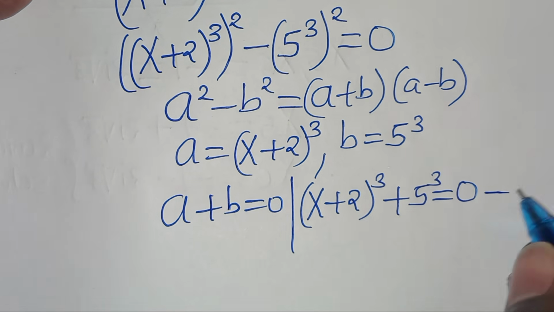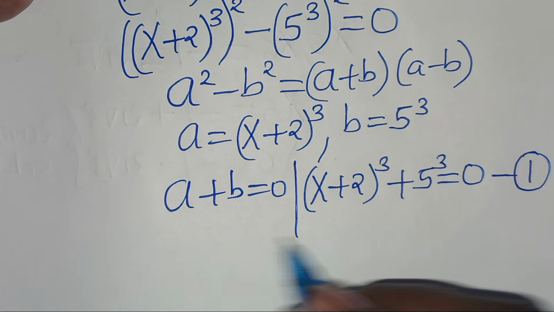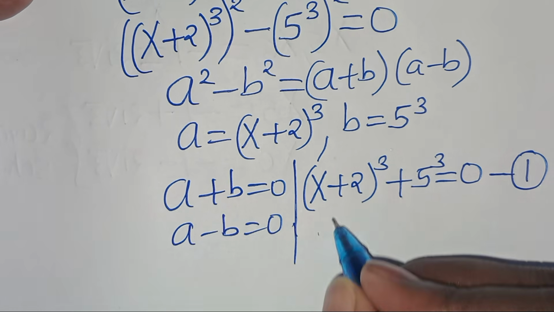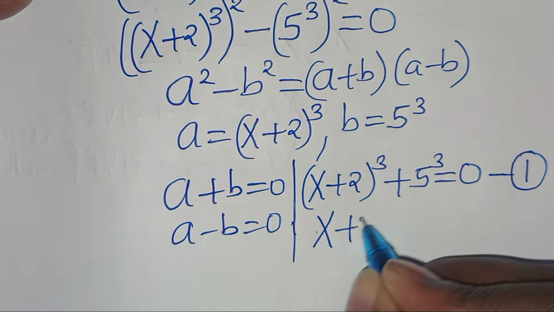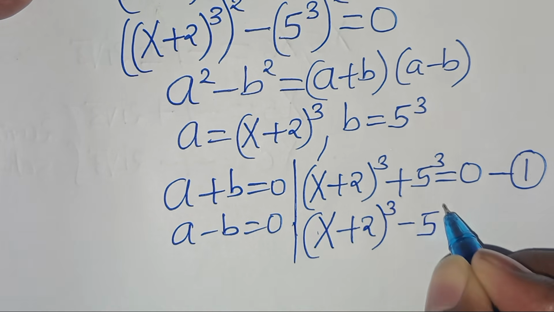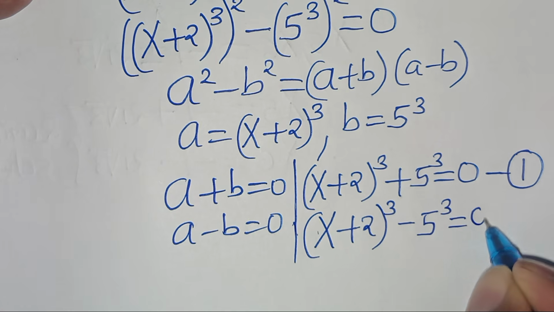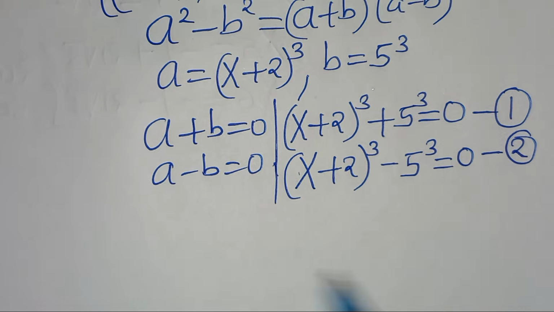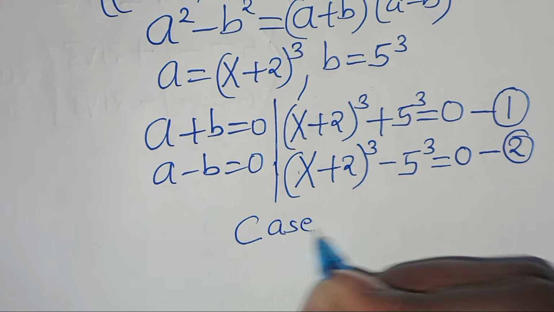Now we can call this case 1. Then we have a minus b equal to 0, the same thing as (x+2)^3 minus 5^3 equal to 0. Let's call this case 2. Now let's start with case 1.